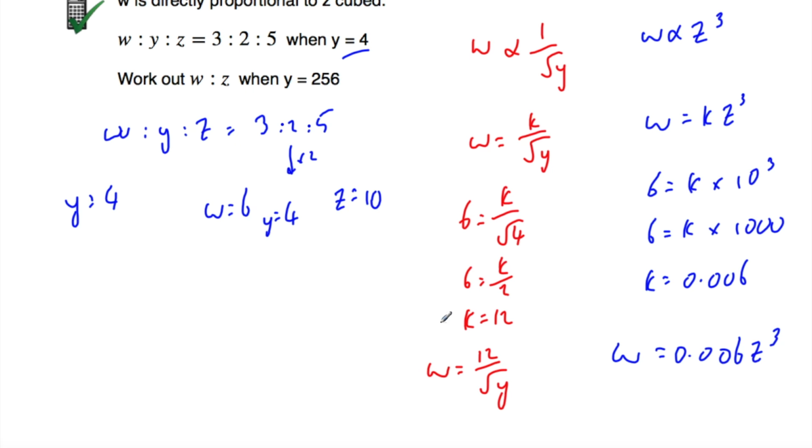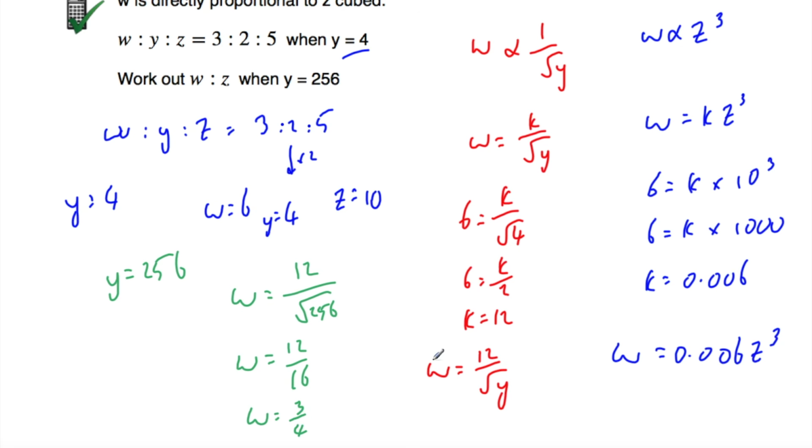Okay, so I'm just going to change color of ink here. I'm going to say whenever y is equal to 256, we would have here w is equal to 12 over the square root of 256. And the square root of 256 is equal to 16, so we get that w is equal to 12 over 16, and 12 divided by 16 is equal to 3/4. W is equal to 3/4.